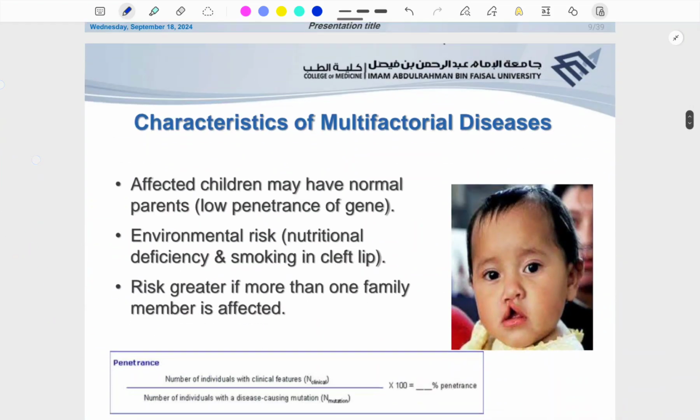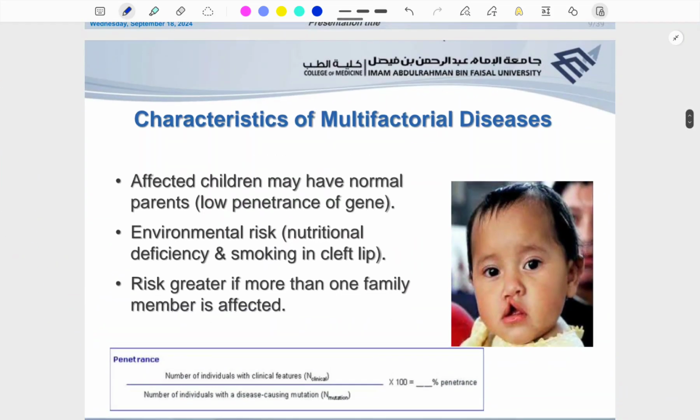Multifactorial disorders can affect children who have normal parents, meaning two normal parents suddenly have a child with a disease, with a trait like cleft lip. Why? Can you explain it? I'll tell you how to explain it.